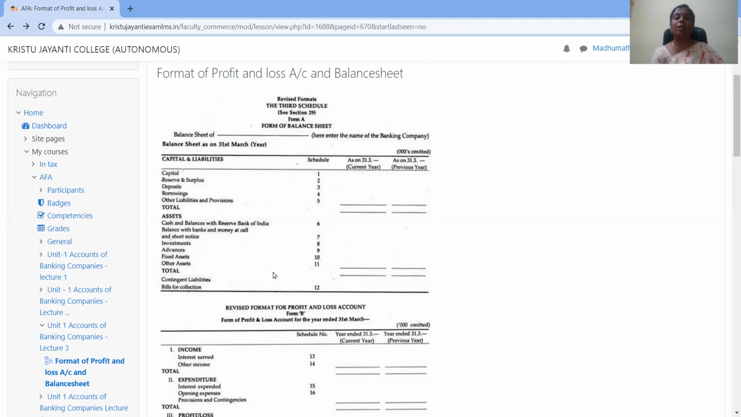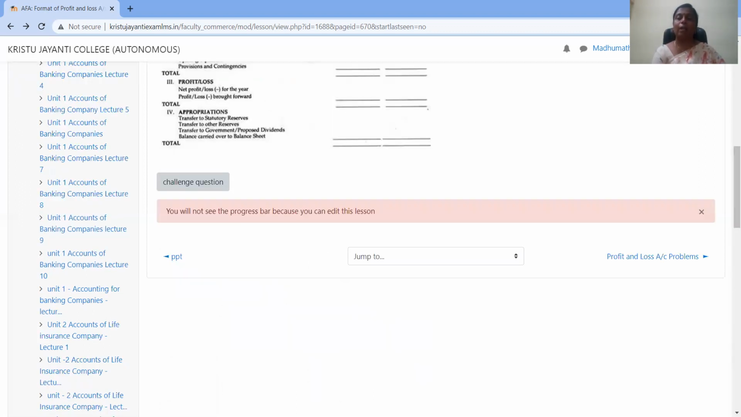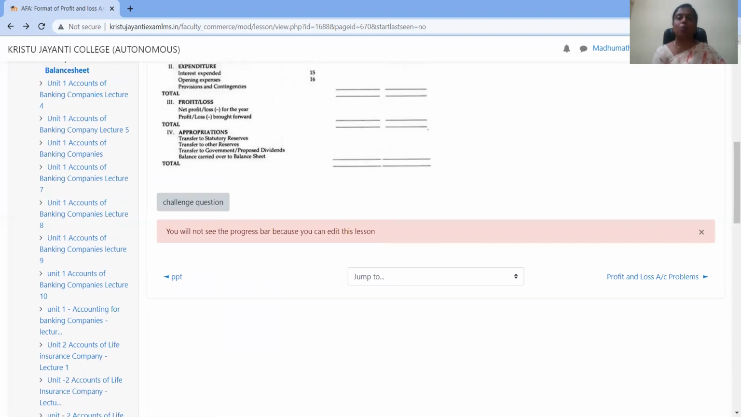Next is your contingent liability and bills for collection. If we have it, that gets reflected in your schedule number 12. So any kind of other banking activity that we have gets reflected under schedule number 12.